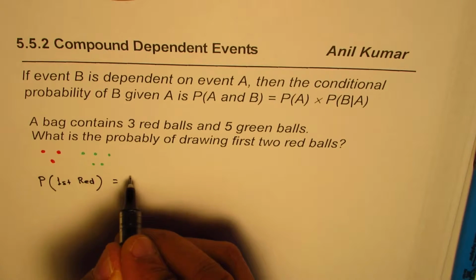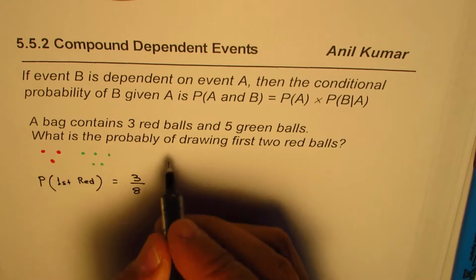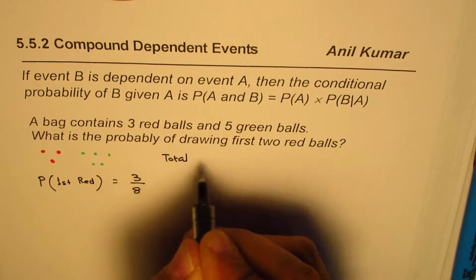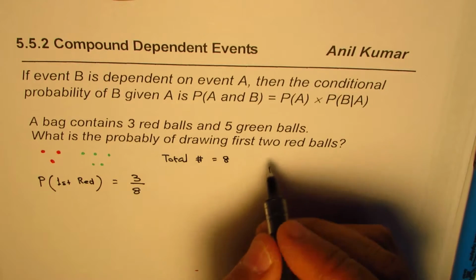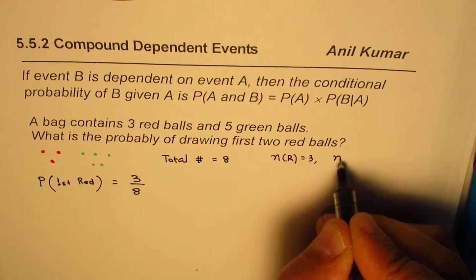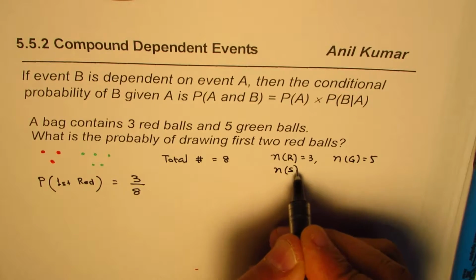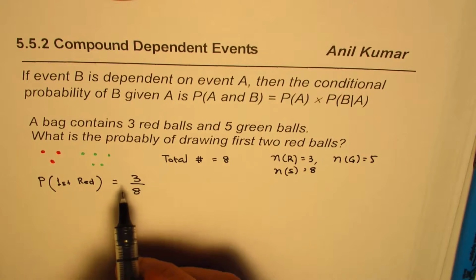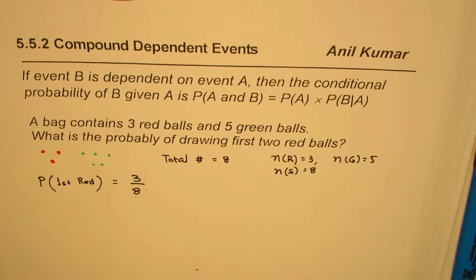So the probability is 3 out of 8, correct? 3 red balls are there and the total number of balls is 8. So total number, that means, is 8, right? So in this case, what we know is n red is 3 and green is 5, right? And the space we have 8. We have to draw red balls. So the first draw, the probability of drawing red ball is 3 out of 8, right? So that is how we get 3 out of 8.